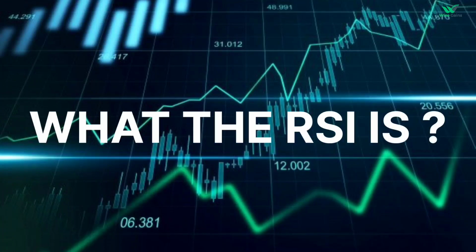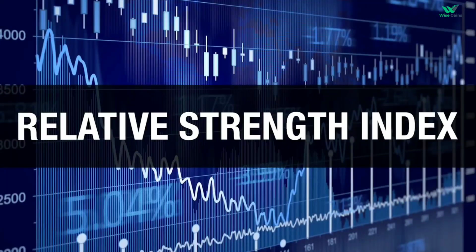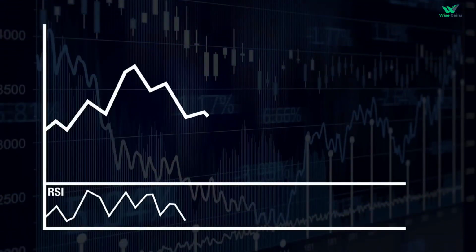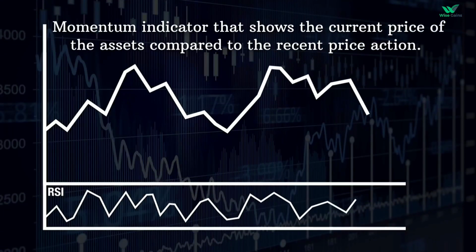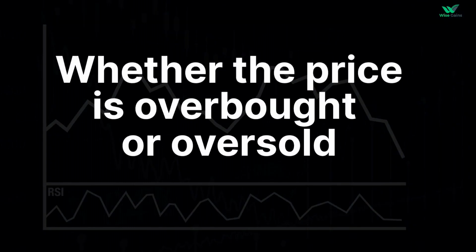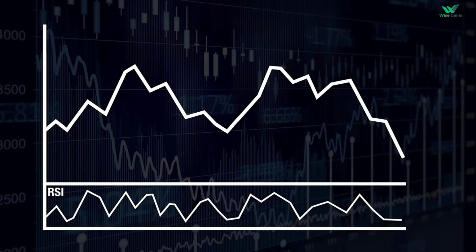First, let us understand what the RSI is. The RSI stands for Relative Strength Index. The RSI is a momentum indicator that shows the current price of the asset compared to the recent price action. It helps us in understanding whether the price is at overbought or oversold levels. The RSI is an oscillator. Therefore, it moves from 0 to 100.